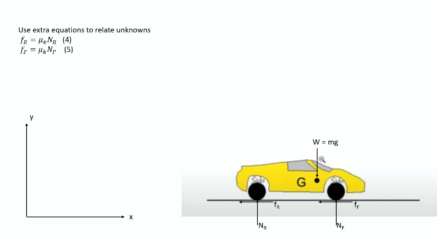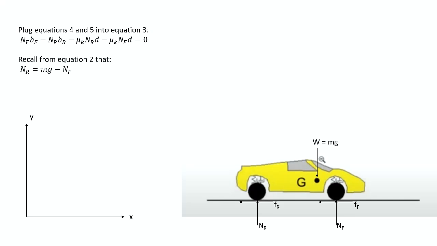And to relate these unknowns, we're going to have to come up with an expression for both the friction forces, which we get: the force of friction in the rear is equal to mu sub k times the normal in the rear. And then we get the force of friction in the front to be equal to mu sub k times the normal in the front.